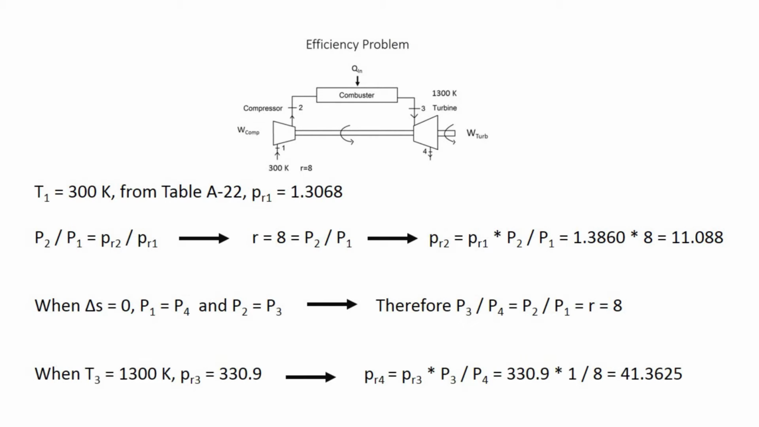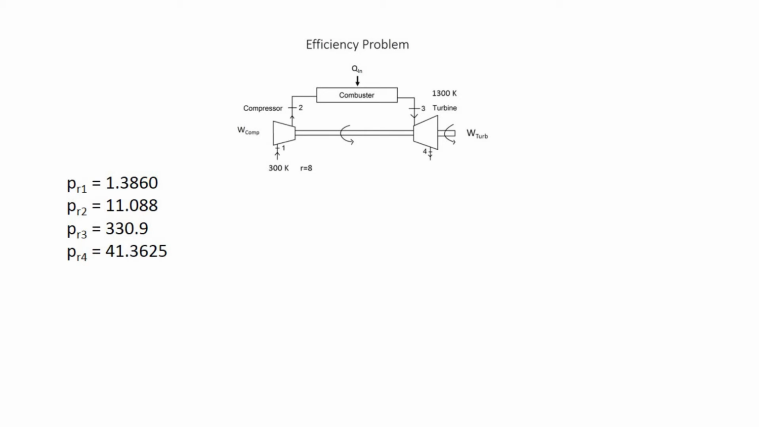Now using the same appendix chart as earlier, we see that the relative pressure at point 3 is 330.9, when the temperature is 1300 degrees Kelvin. Now we can find the relative pressure at point 4 after rearranging the equation of relative pressure and the turbine pressure ratio, and we find that the relative pressure is 41.3625. Using our relative pressures in the chart, we can now find the enthalpies at the 4 points that we will use to solve for the efficiency of the system.